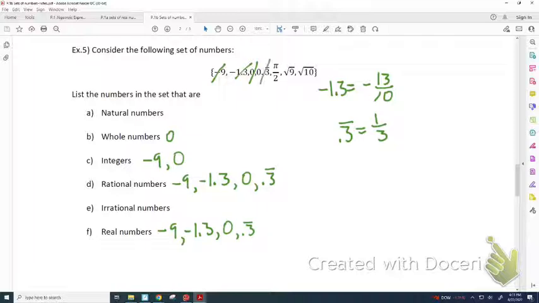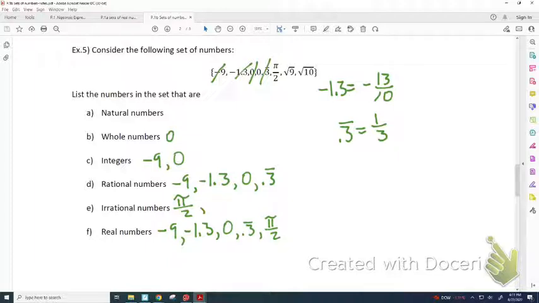Pi over 2. So first off, pi is irrational, so I can't make an irrational number rational. So yes, it is a fraction, but if I half pi, it's still irrational. But it is real. Remember, they're all real numbers.